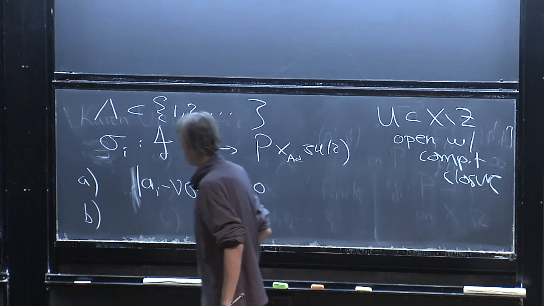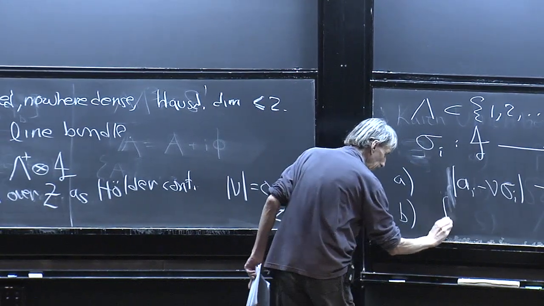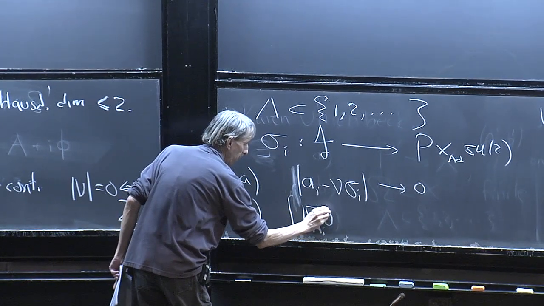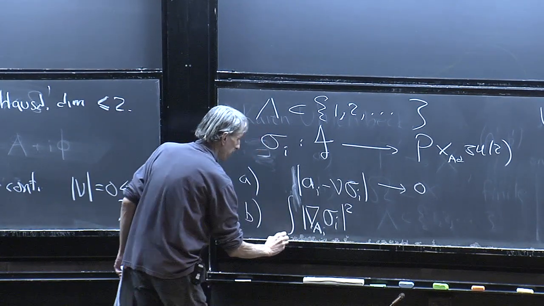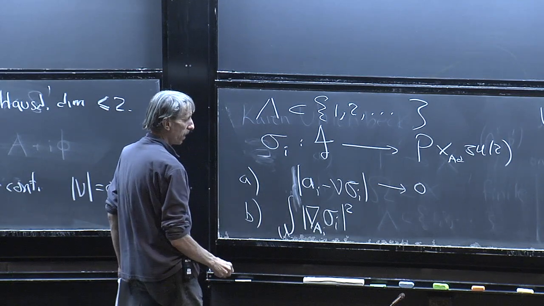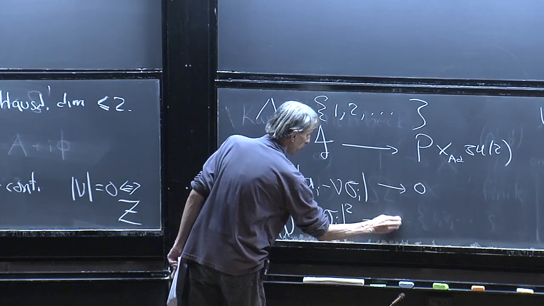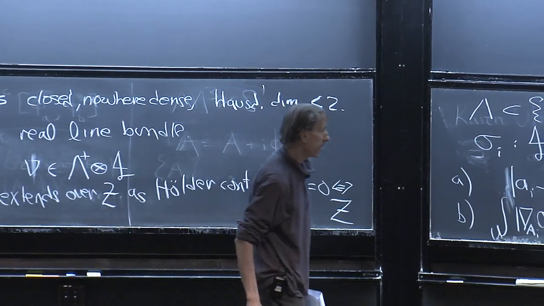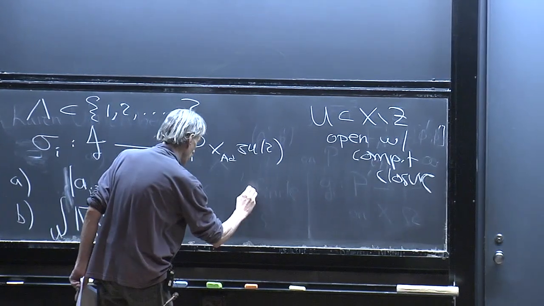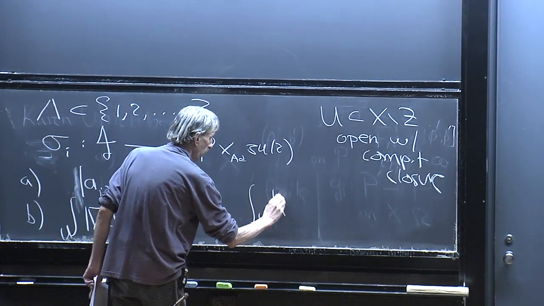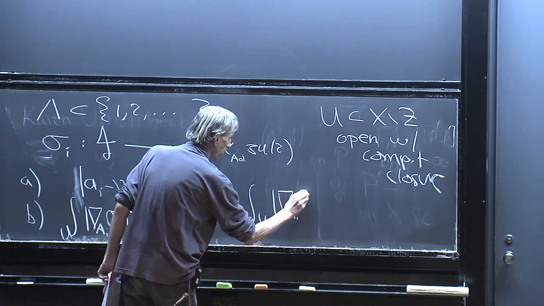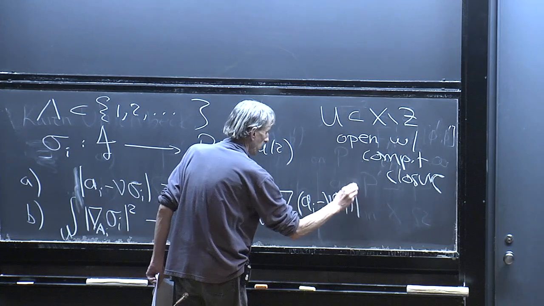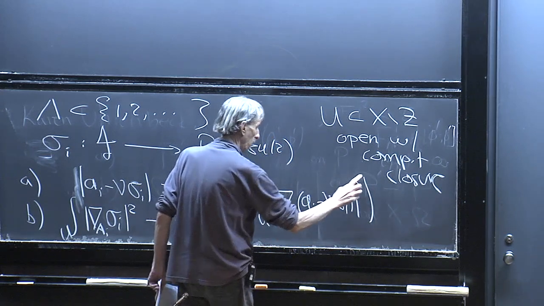Then you can say some things about the integral. For example, you can say that the covariant derivative of the sigmas, integrating over u, goes to 0. So the sigmas are trying to be covariantly constant away from Z. And furthermore, the integral over u of the covariant derivative of A minus nu sigma I squared is going to 0 also.